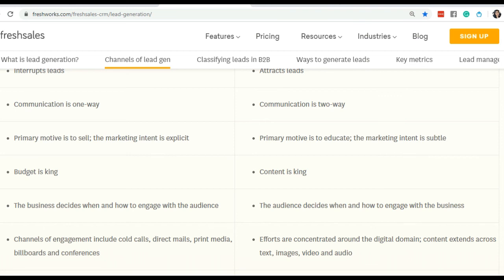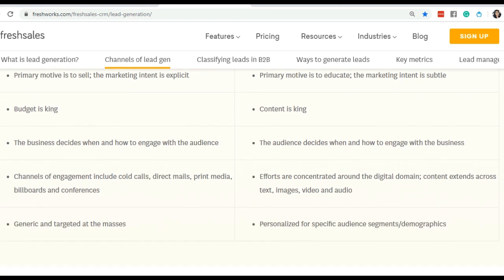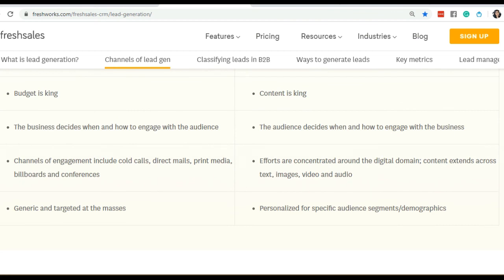Whereas for inbound, efforts are concentrated around the digital domain. Content extends across text, images, video, and audio. So more on the content itong inbound lead generation compared to outbound lead generation, which is one way, and the target or generating target at the masses. Whereas for inbound, it's more personalized for specific audience segments or demographics.